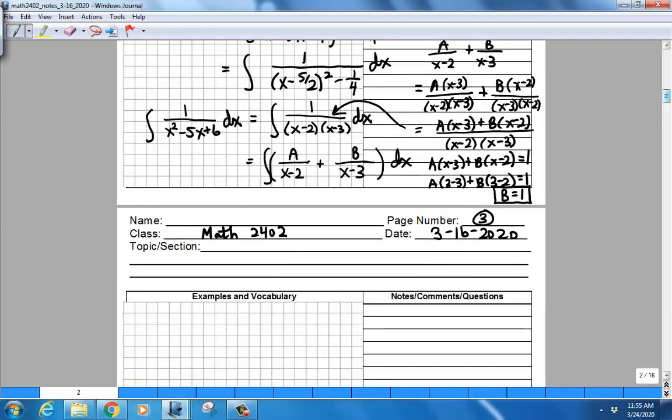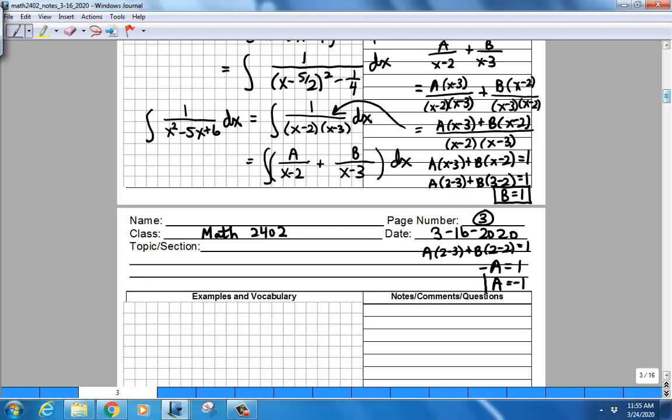And we can play this same game again. Instead of substituting 3 for x, we can substitute 2 for x, right? So when you substitute 2 for x, what happens here? Well, this term disappears, right? Because you get b times 2 minus 2. Here you have a times negative 1. So we get minus a, right? A times minus 1 is equal to 1, which means that positive a is equal to negative 1.